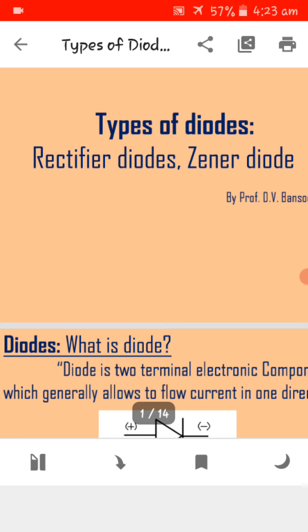Today we are studying the topic named types of diode. So we have rectifying diode and Zener diode.